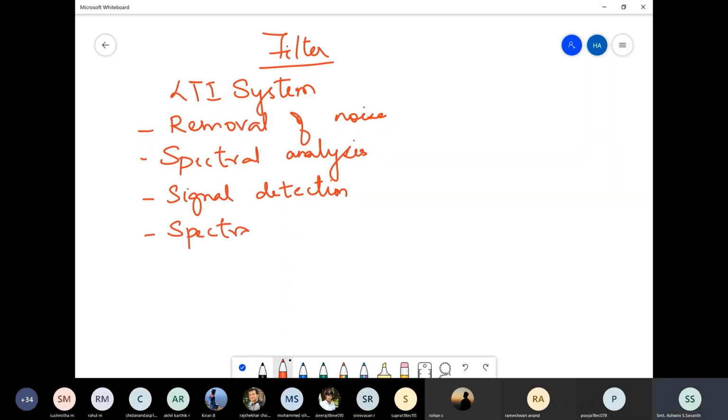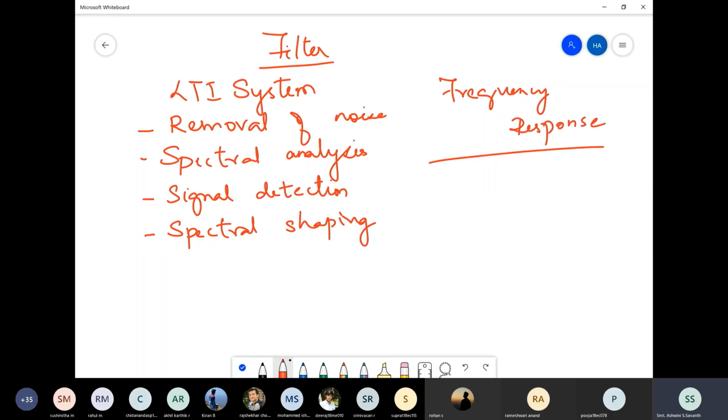Then you could be performing some spectral shaping. When I talk about spectral shaping, maybe the spectrum of a particular signal you want to change in a desired fashion. In that case also we can make use of a filter. As we are talking about everything being spectral, we are analyzing the signal in the frequency domain. Usually whenever we are designing a filter, the desired frequency response of the filter will be given to you, and based on that we are going to design the filter.